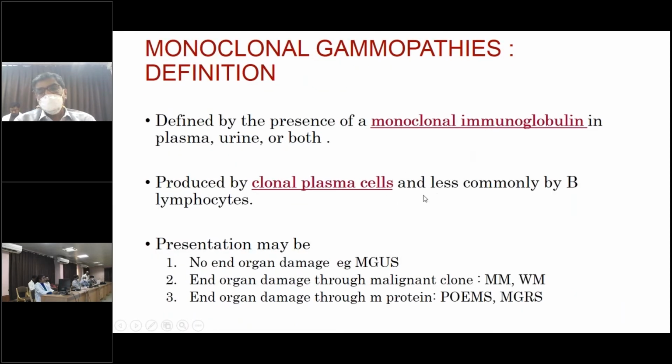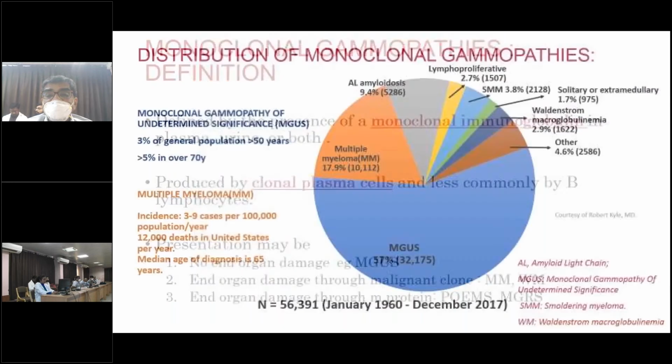So what exactly are monoclonal gammopathies? They are a spectrum of disorders characterized by the presence of a monoclonal immunoglobulin, which can be seen in plasma, urine, or both, produced mostly by clonal plasma cells and less commonly by B lymphocytes. The presentation may have end organ damage, like the one we see in myeloma and Waldenstrom's, or it can be without end organ damage, which I'm going to talk about in a few minutes.